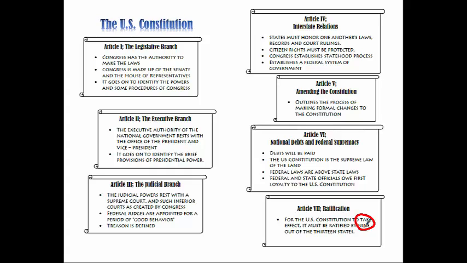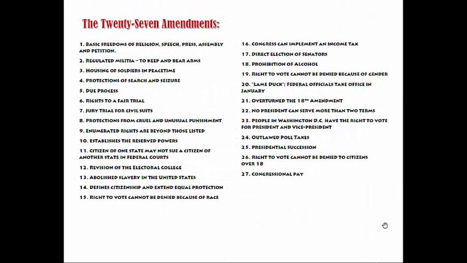So this is the basic organization of the original United States Constitution. And now we're going to turn our attention to the 27 amendments to the United States Constitution. That's right, we have made 27 additions to the original document that is the United States Constitution.